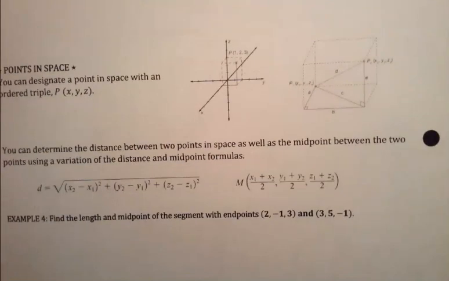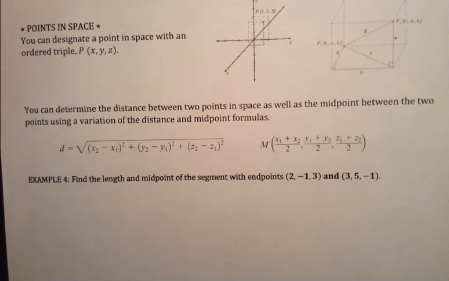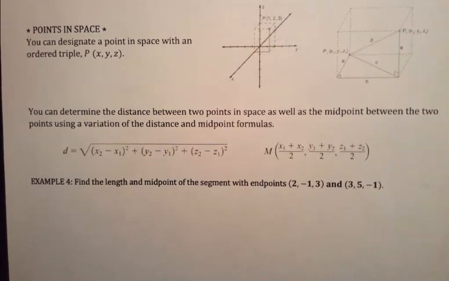All right, our points in space then. Getting into some craziness. All right, so points in space. Notice my little space stars out there. You can designate a point in space with an ordered triple. Okay, so the point, this is called an ordered triple. The point is x, y, z. So now it's more of a three-dimensional plane.